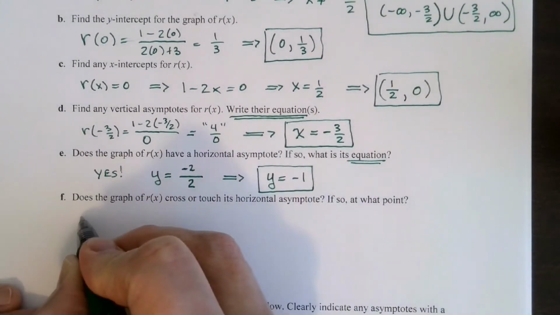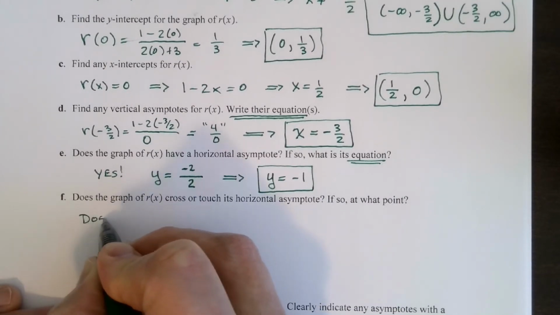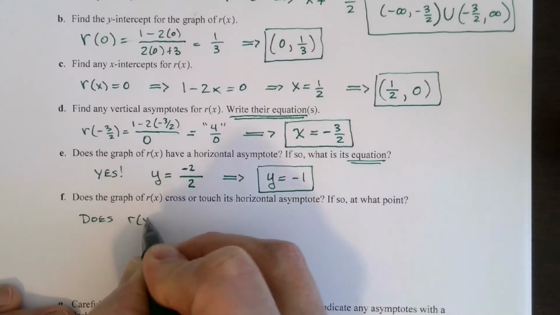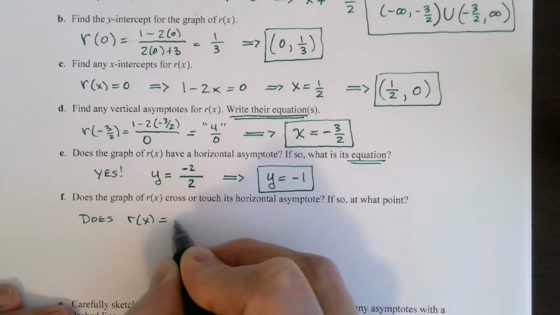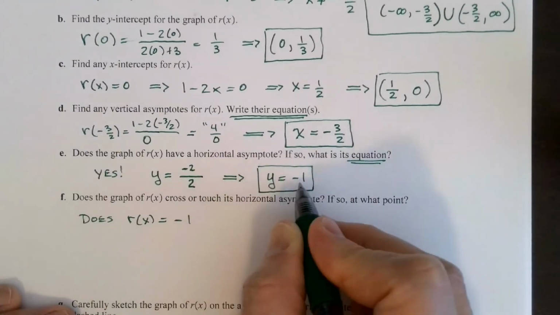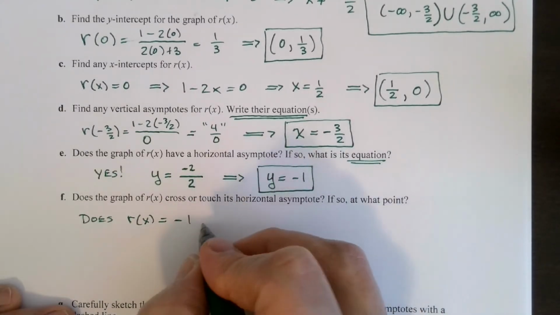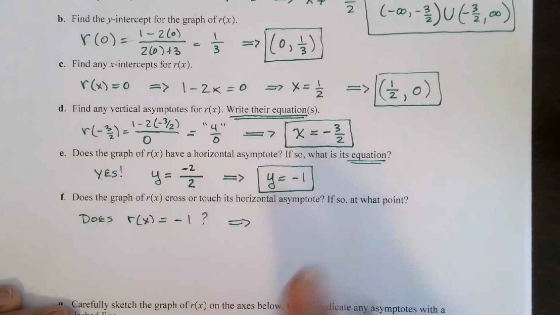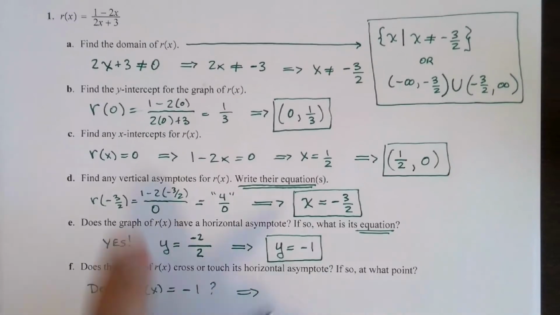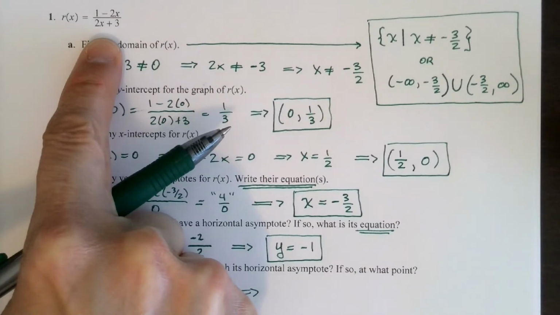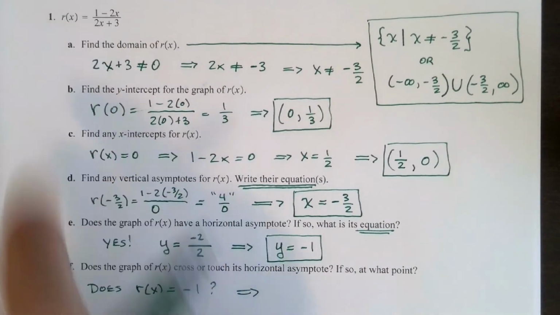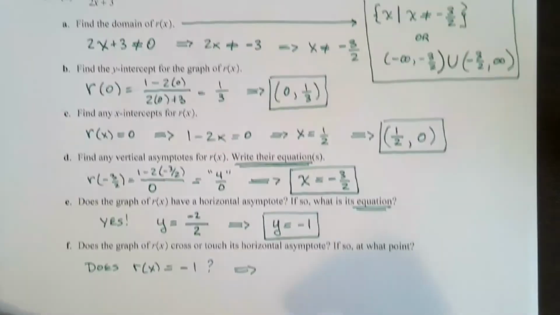So the question is, does the function r of x ever equal negative 1? Does it ever reach that height of negative 1? That's the question. Well, we go back to the original function r of x. I'm going to go back to the original function up here and just set that equal to negative 1, and I'm going to solve that equation.